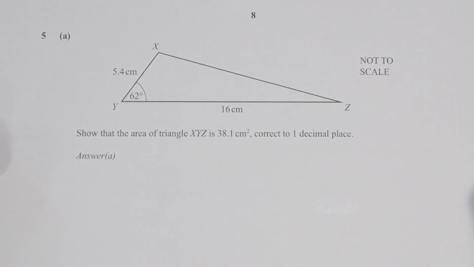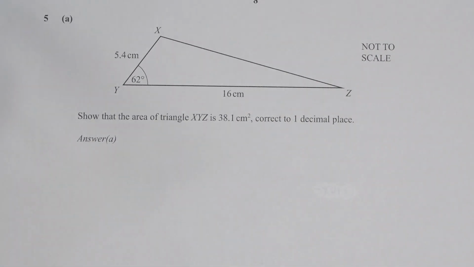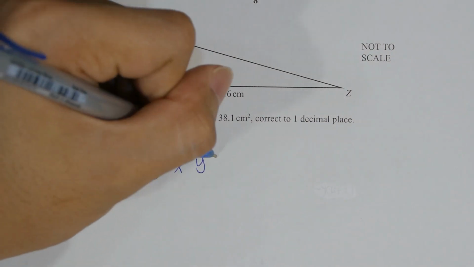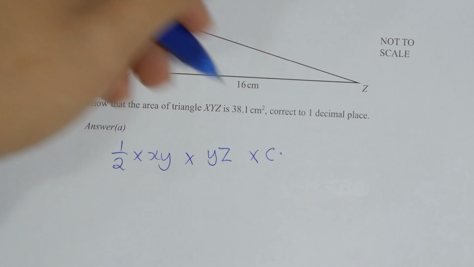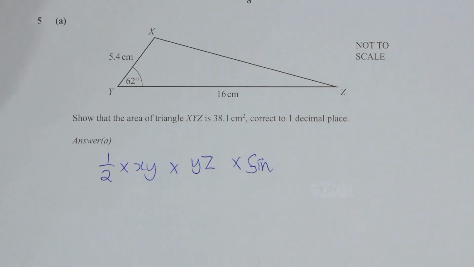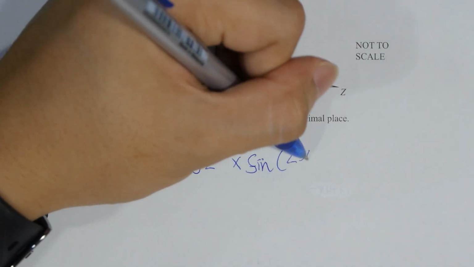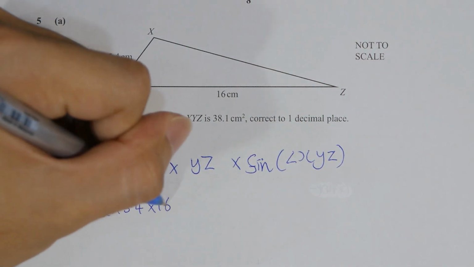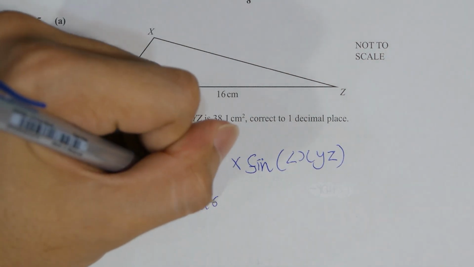Question 5a, this one we'll be using the half ab sine C formula. It's the simplest way to calculate the area of a triangle. After the calculation, you'll be able to prove that the area of triangle XYZ will be 38.1.